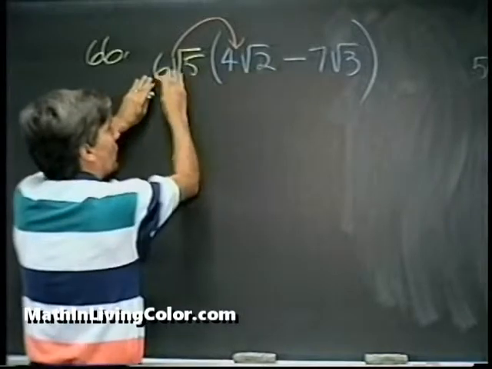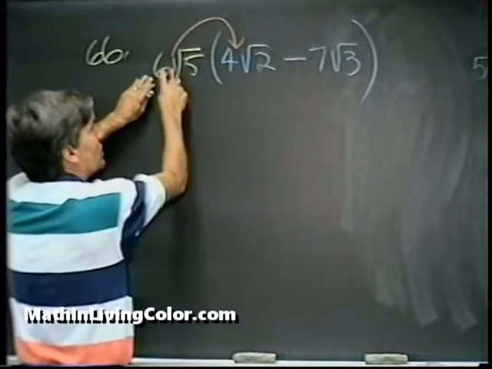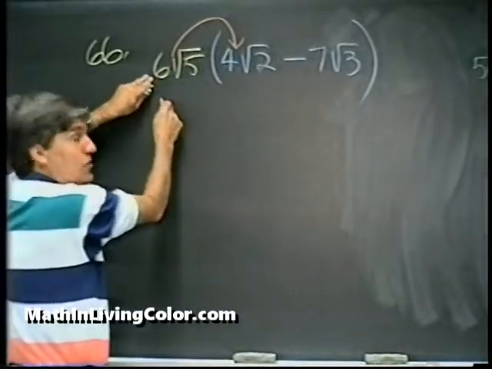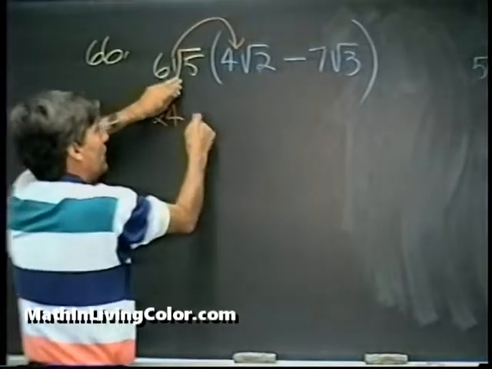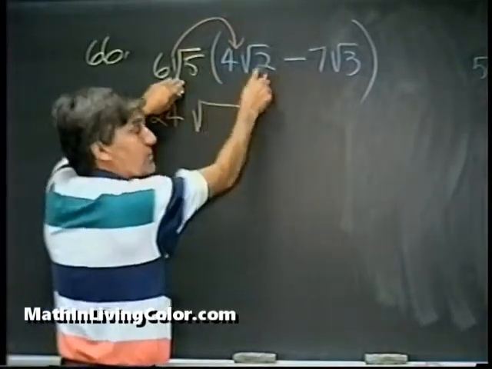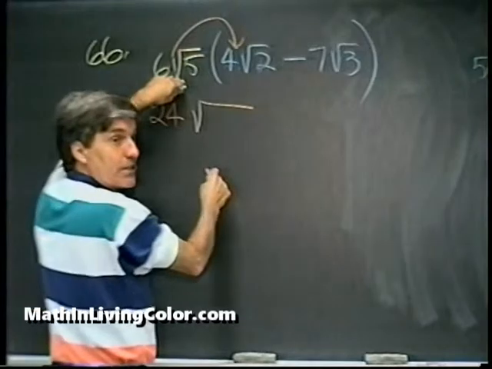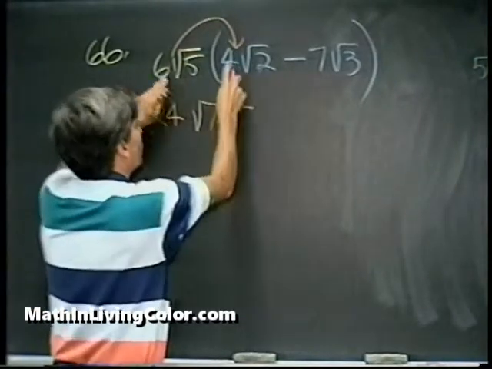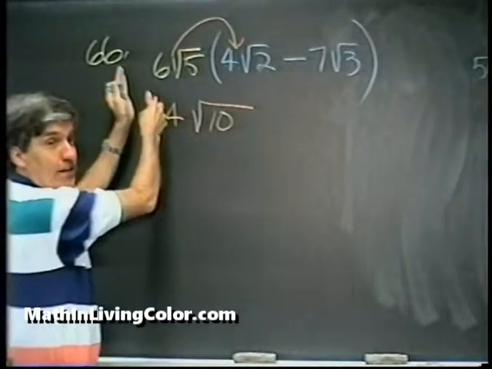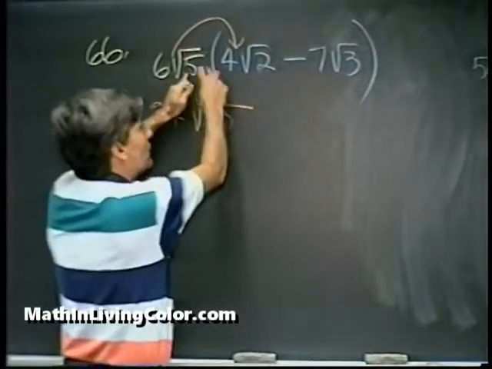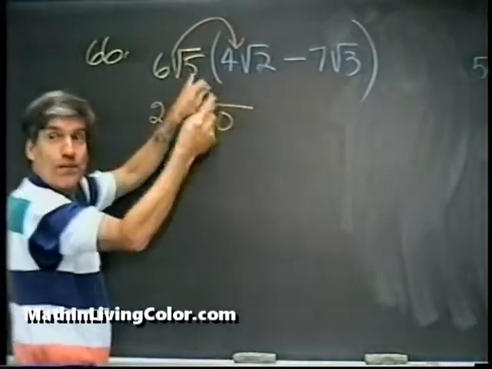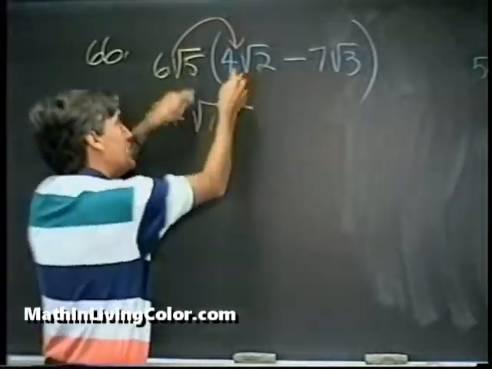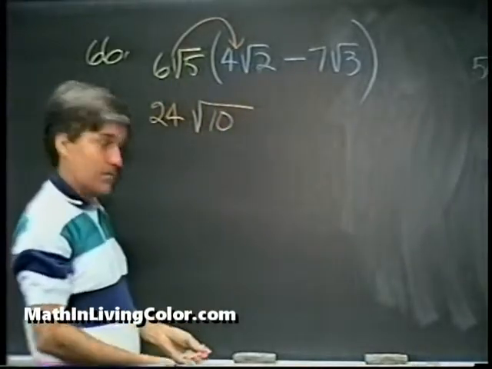And what would you multiply together first? 6 times 4. 6 times 4 would be 24. And then the square root of 5 times 2 would be square root of 10. So the 24 is outside the radical, and the 5 times 2, because the 5 and the 2 are inside the radical, the 10 stays inside the radical, right?